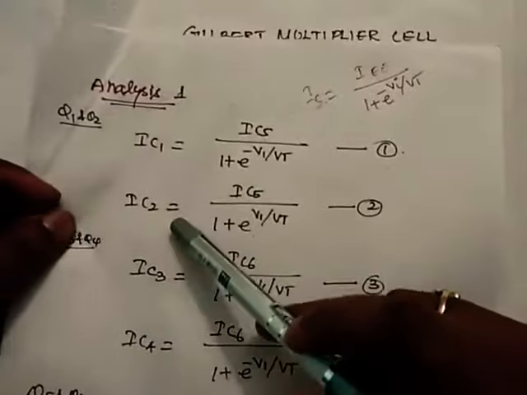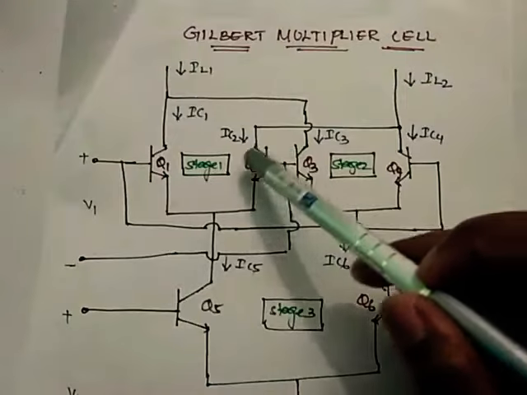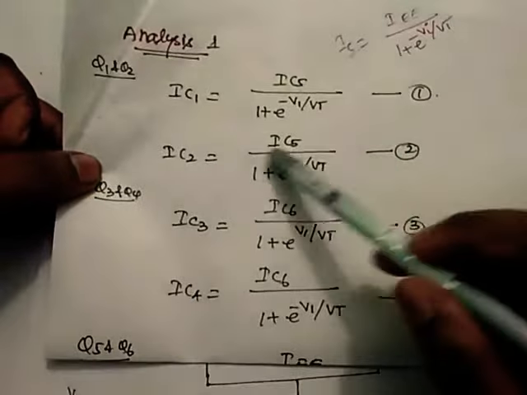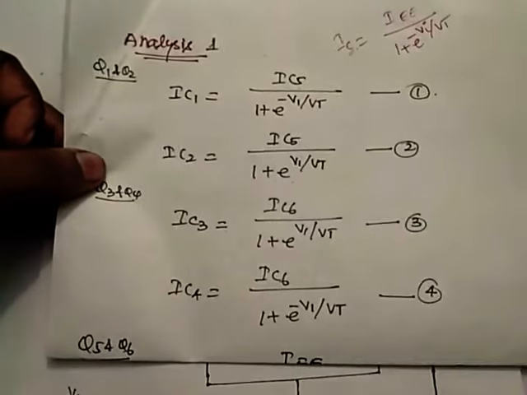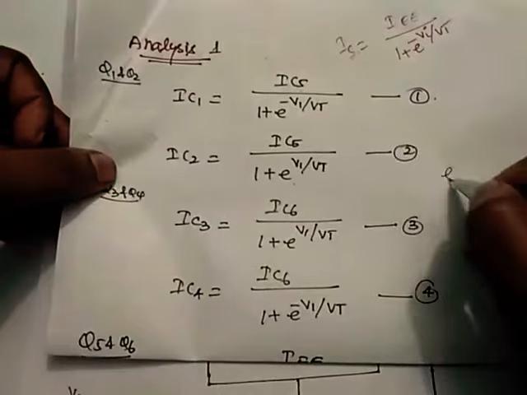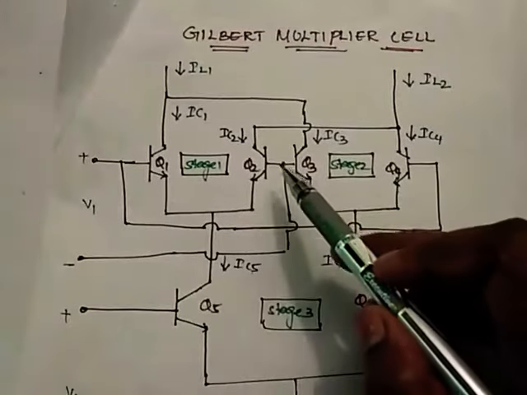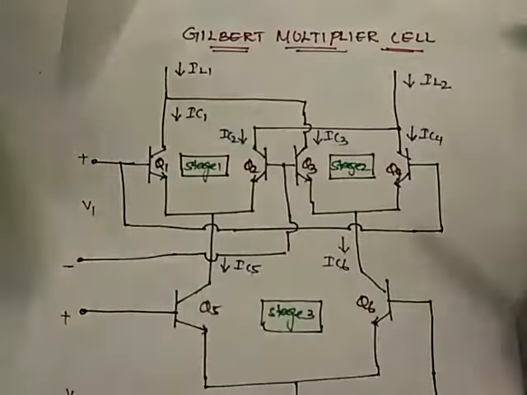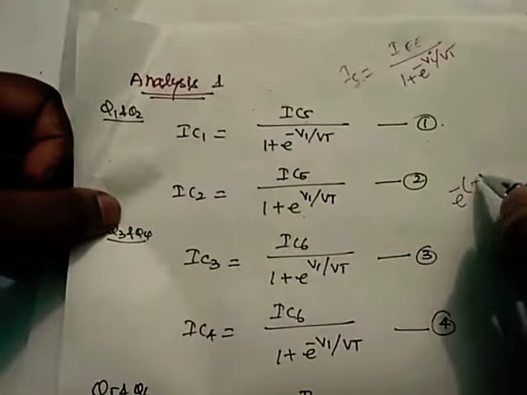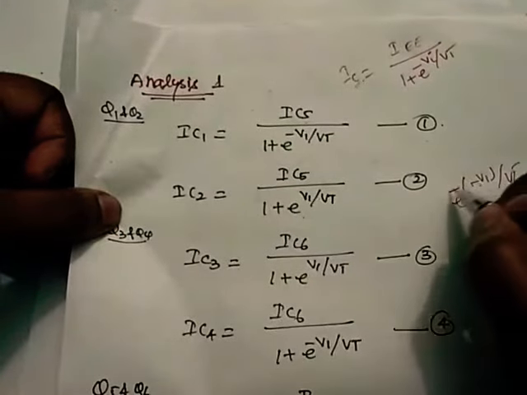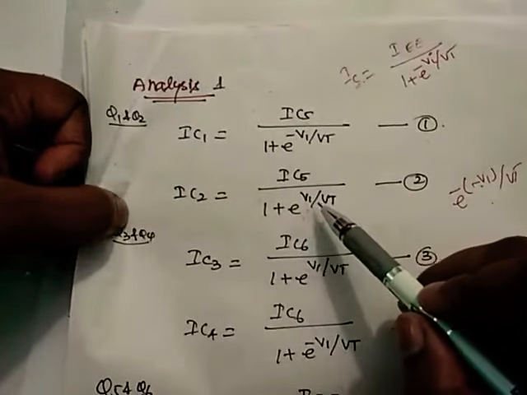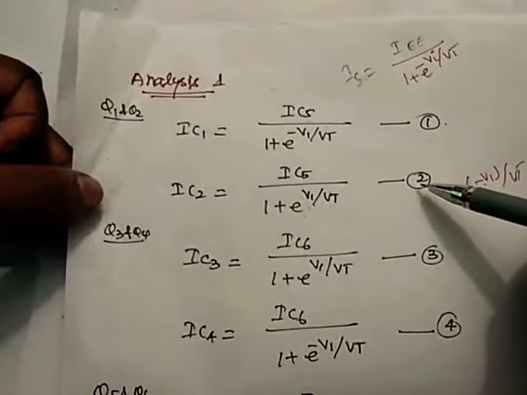Next we are going to write the IC2 equation. IC2 is connected with Q2, and this emitter current is also IC5. So IC2 is IC5 divided by 1 plus e to the power of minus of the input. The base of Q2 is connected with the negative polarity of V1, so the input is minus V1 divided by Vt. Minus into minus becomes plus, so this equation can be written as IC5 divided by 1 plus e to the power of V1 divided by Vt. That is taken as equation number 2.